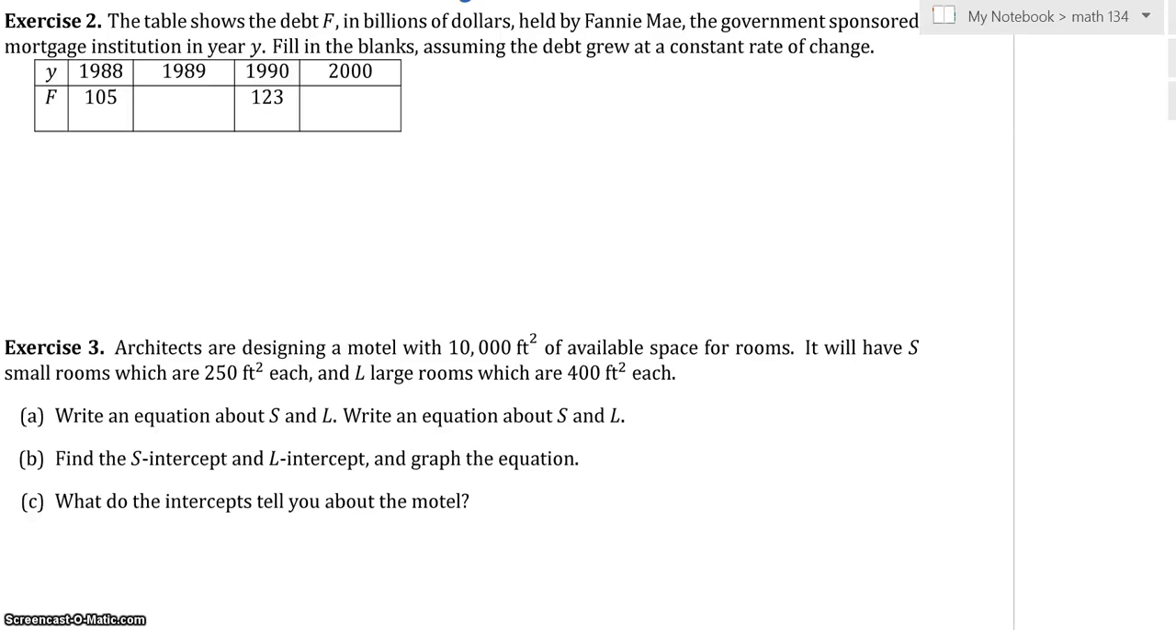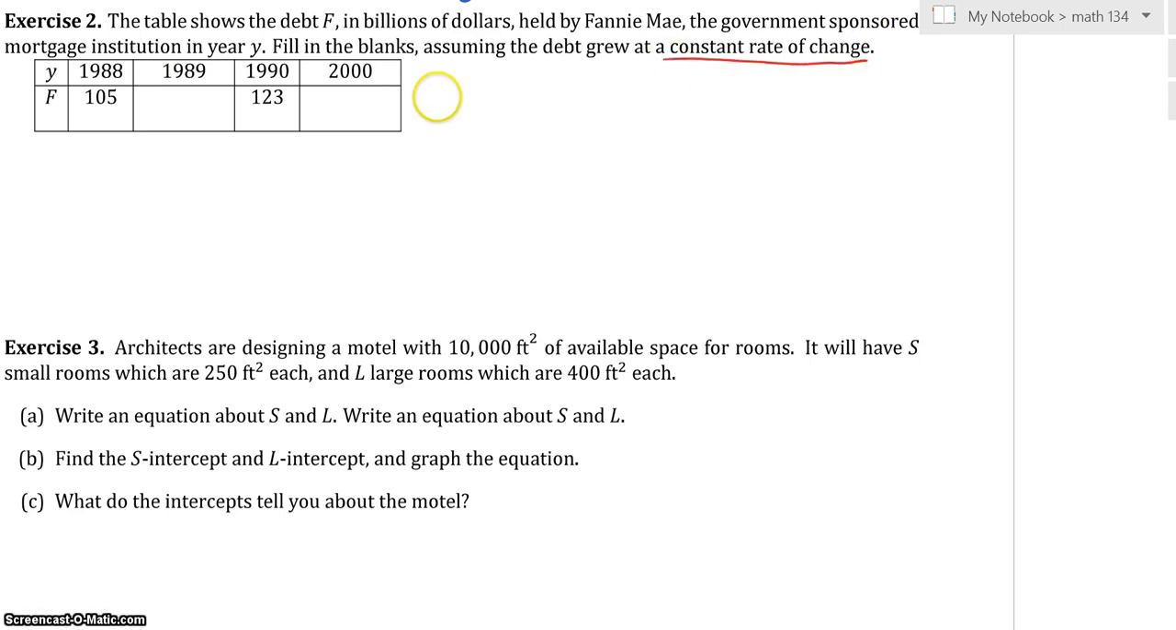Hello again. In this video, we're going to start with example 2. So let's read example 2. The table shows the debt F in billions of dollars held by Fannie Mae, the government-sponsored mortgage institution, in year Y, and here are the years. Fill in the blanks, assuming the debt grew at a constant rate, and that's the key.